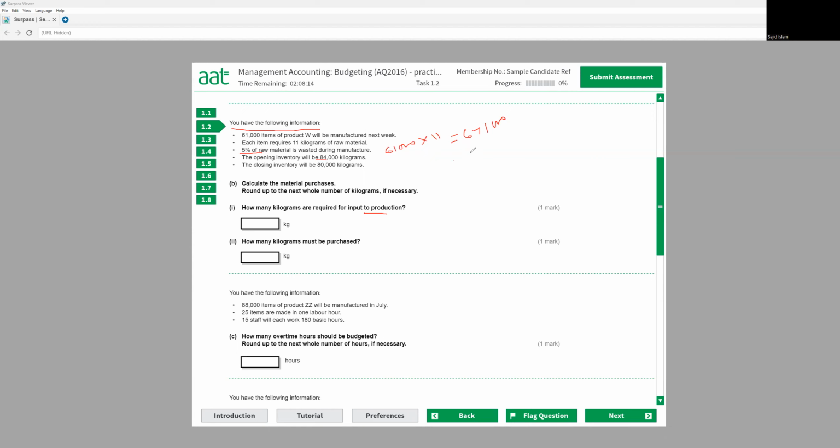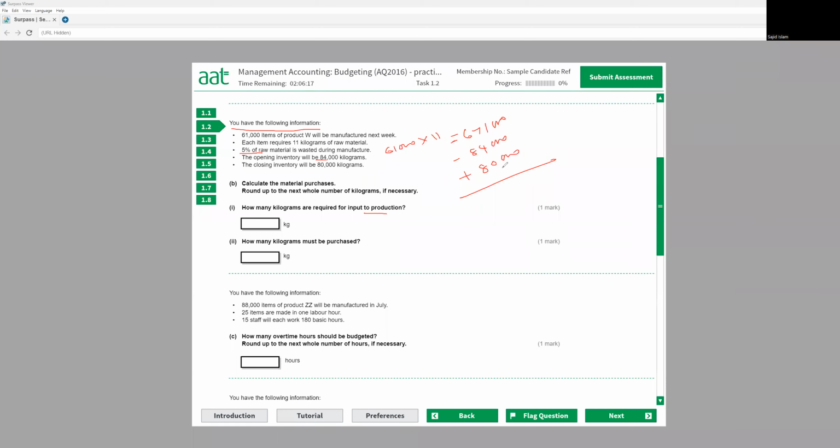And we already have 84 opening. So we need to minus 84. And we want to keep closing 80,000. So 80,000 we need to add. So minus 84,000 plus 80,000. So we need 667,000 if we are looking at the input. Now we need to do a little bit more workings to find out the actual result.